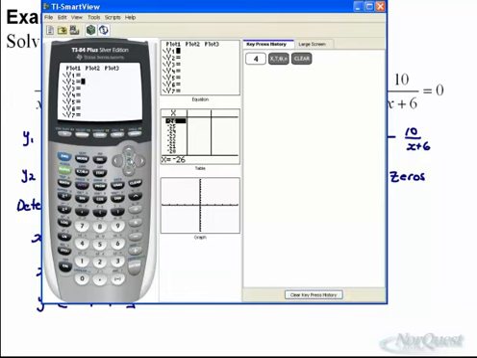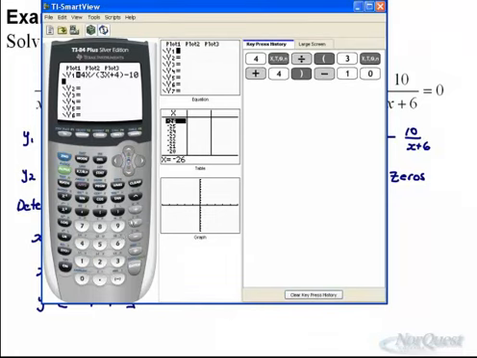Start this again. 4x divided by 3x plus 4. Make sure you always bracket your denominator, minus 10 divided by x plus 6.